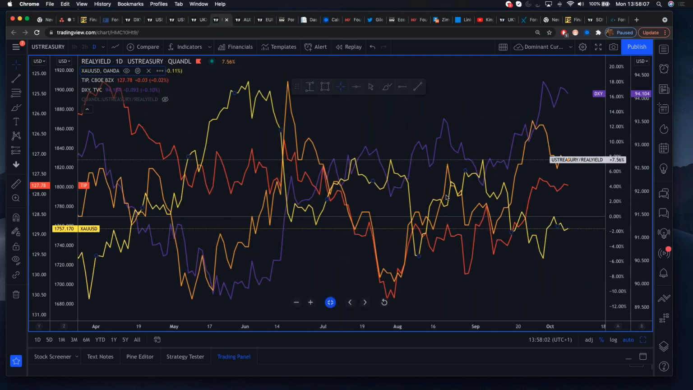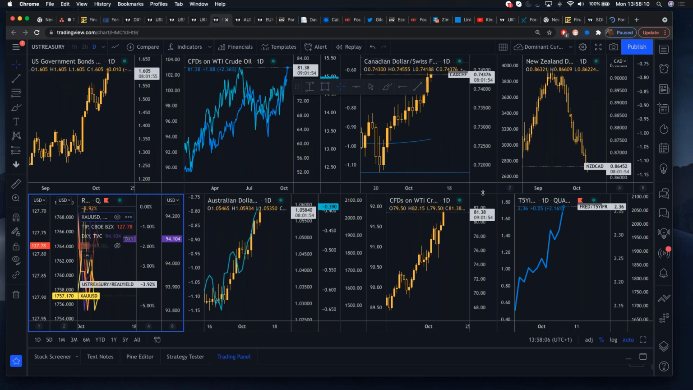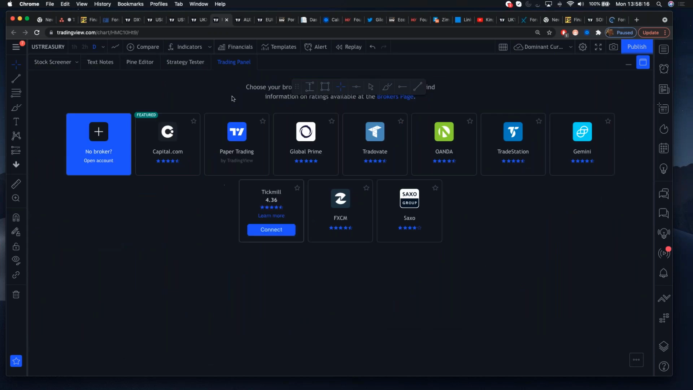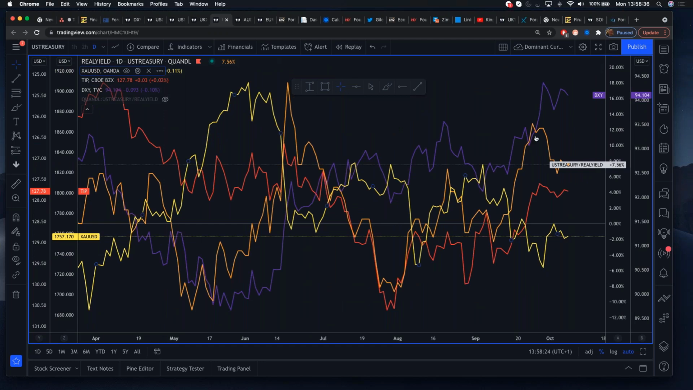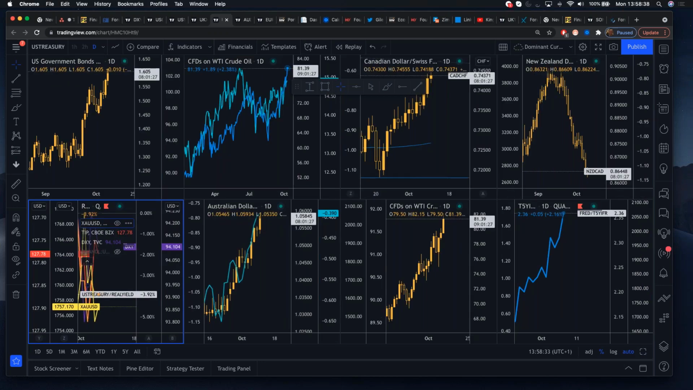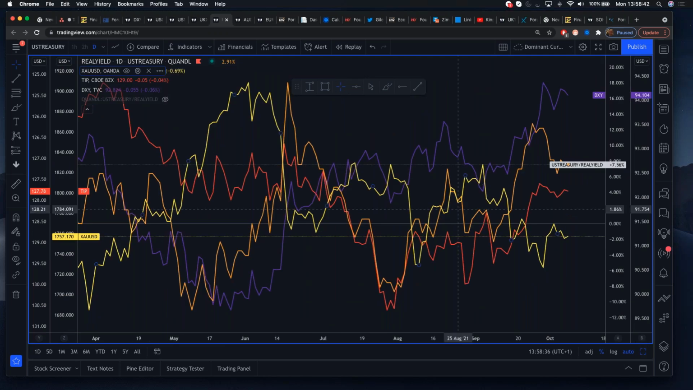Yeah, don't forget real yields and the dollar. If you're trading gold, Manu, does that make sense for you? You need to see what's happening with the real yields. So as real yields fall and the dollar falls, that's when you get gold upside.